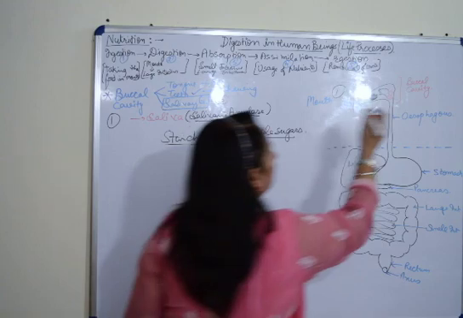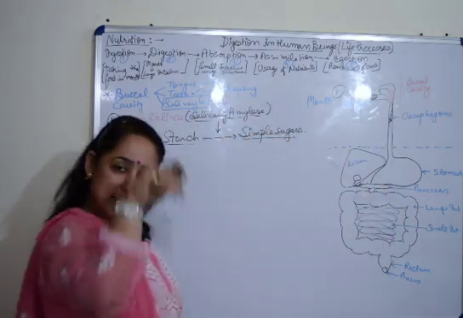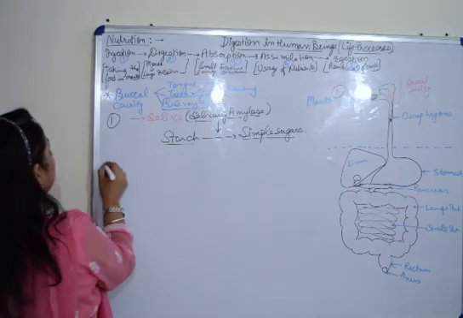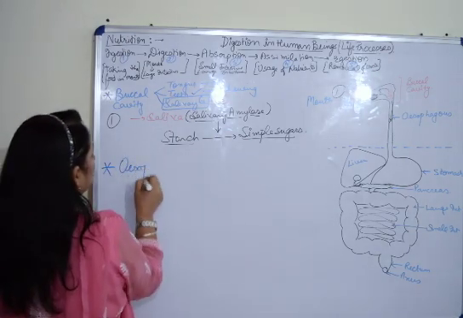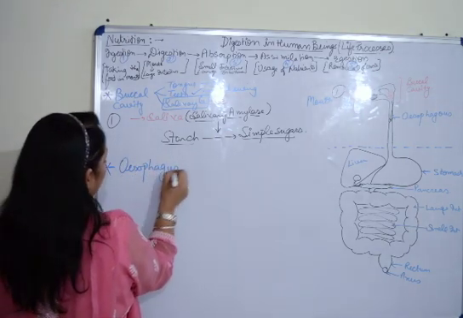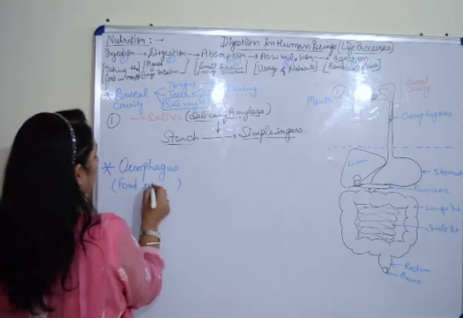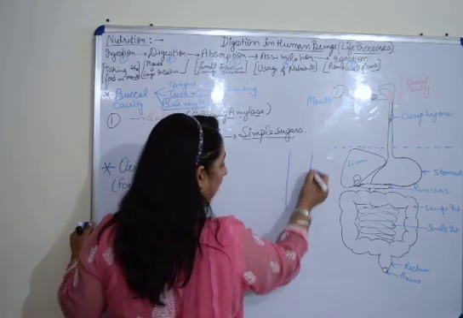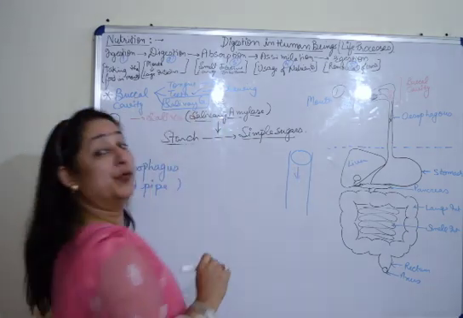Then from here the food tends to move down through the oesophagus downwards. So the second part which we have in the digestive system or alimentary canal is the oesophagus, which we also call food pipe. Now this is the food pipe, and the bolus tends to move down in the फूड पाइप.